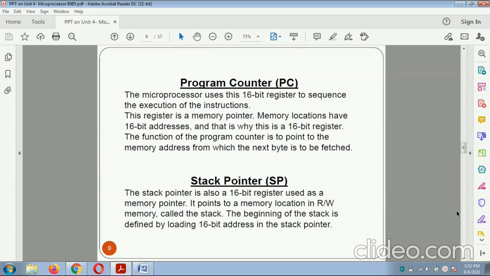The program counter, PC. The microprocessor uses this 16-bit register to sequence the execution of the instructions. This register is a memory pointer. The memory locations have 16-bit addresses, that is why this is a 16-bit register. The function of the program counter is to point to the memory address from which the next byte is to be fetched. Stack pointer. The stack pointer is also a 16-bit register used as a memory pointer. It points to a memory location in R/W memory called the stack. The beginning of the stack is defined by loading a 16-bit address in the stack pointer.